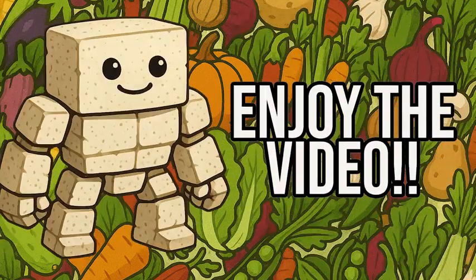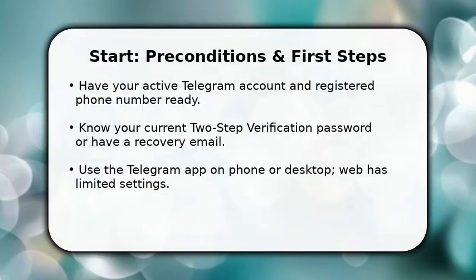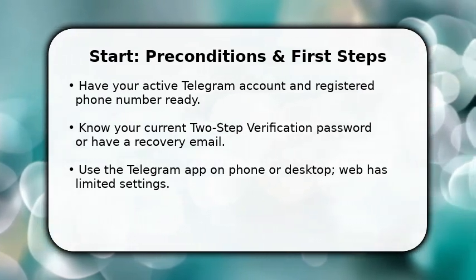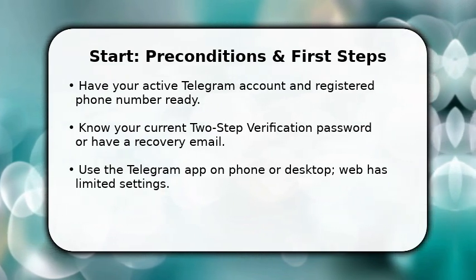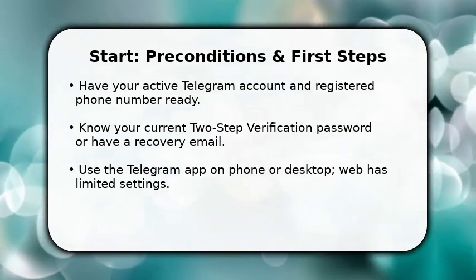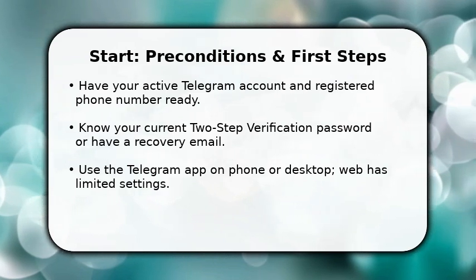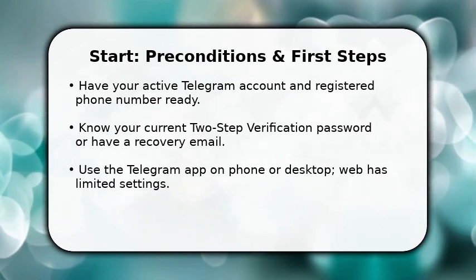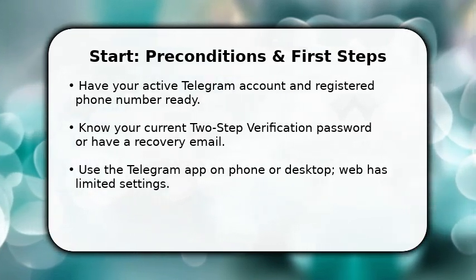Please enjoy the video. You start by confirming prerequisites. Make sure you can access the Telegram account and the phone number. Once done, open Telegram and go to Settings. Do this on a device where you are already logged in. You need the current two-step password or the recovery email code to proceed. If you do not have either, halt here and check Recovery Options.